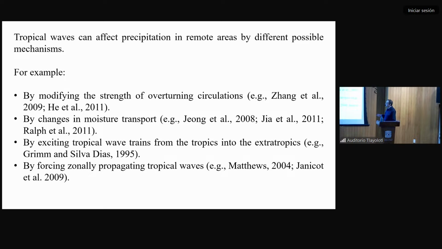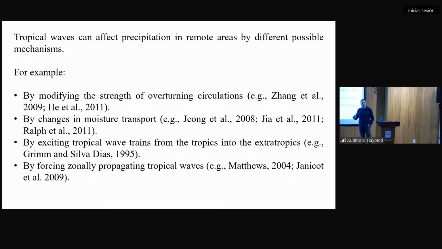For example, by modifying the strength of overturning circulations. The Madden-Julian oscillation in particular can modulate or influence the Hadley circulations, and they modulate the monsoons in different places of the Earth. Of course, the monsoons exist per se even without the MJO, but the MJO can help modulate part of the activity of some monsoons. Of course, they may create changes in moisture transport, so they may help, for example, make more moisture available.